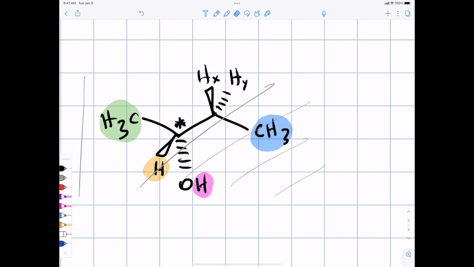Another way of seeing that or talking about that is to say that X and Y are always going to have different environments. As the molecule is drawn here with the methyl groups in the plane of the page, X is on the opposite side of the molecule as this OH group, whereas Y is on the same side of the molecule as the OH group.